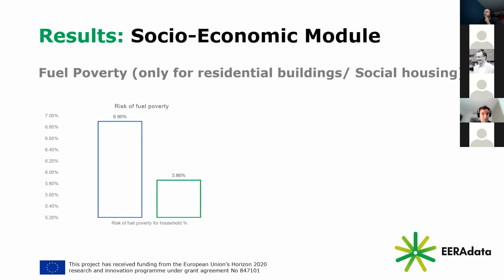Then the fuel poverty. This is applied only for residential buildings or social housing. You see, this was a school, so I kind of transferred it to a social or residential building. And the risk of fuel poverty for this particular location in Slovenia was shrinking from 6.9% to 5.8% because the cost for energy consumption was reduced.